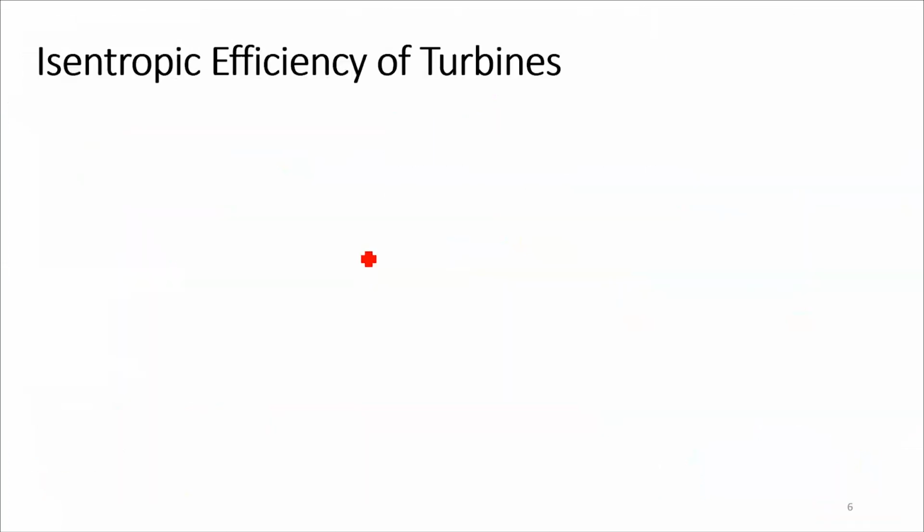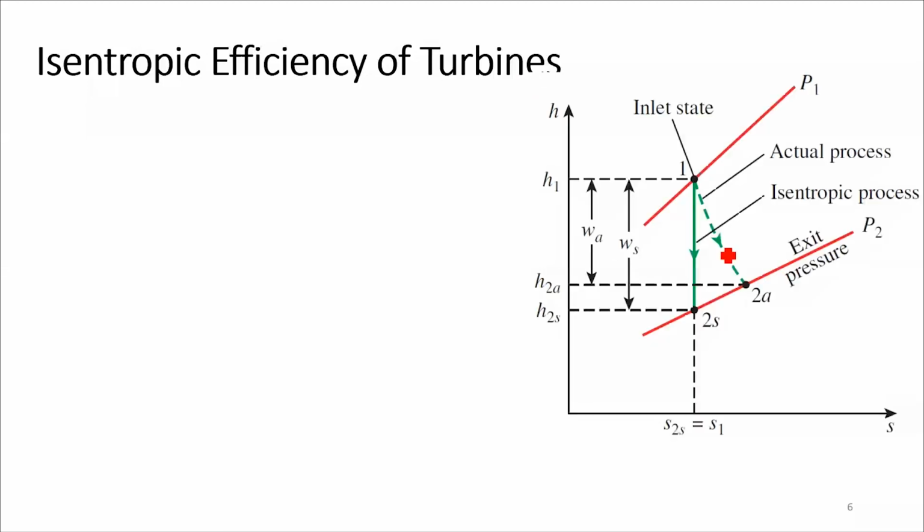When you talk about turbines, the isentropic efficiency of turbines, let us have a look at the actual process and the ideal process on an enthalpy-entropy diagram. So you have the enthalpy-entropy diagram.